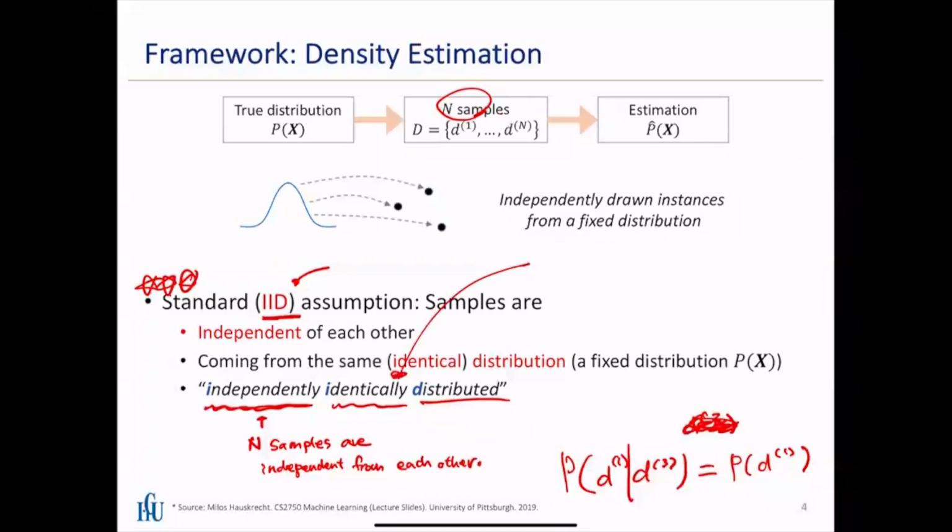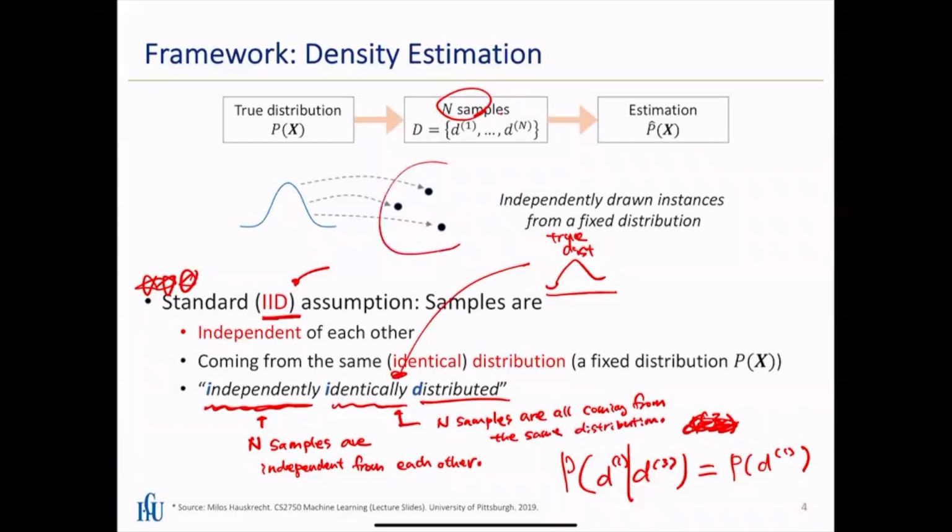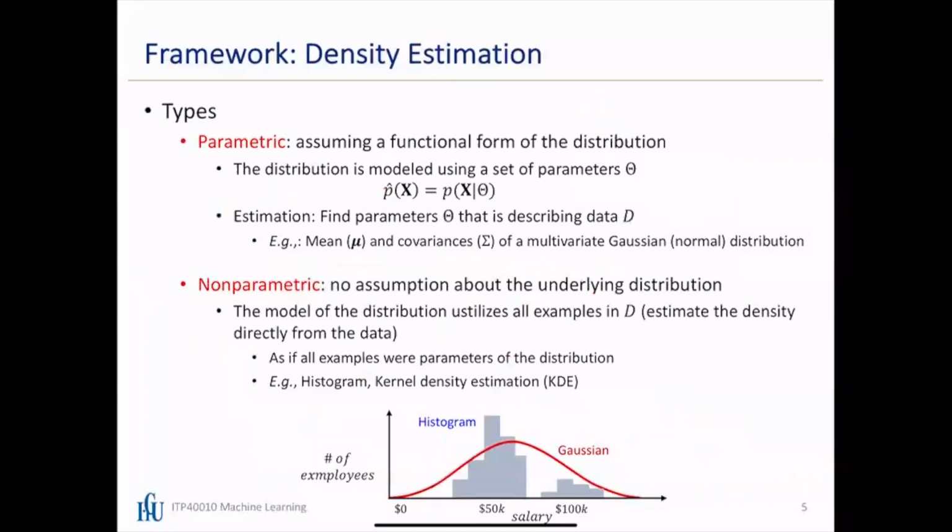Second, identically. We assumed there is a true distribution, and this true distribution does not change even if you draw a sample. So the n samples are all coming from the same distribution. This is the definition. You have n samples, and they are all coming from the same origin. At the same time, knowing one does not affect knowing the other. That is a big assumption that we want to remember over the semester. The IID assumption is that important.